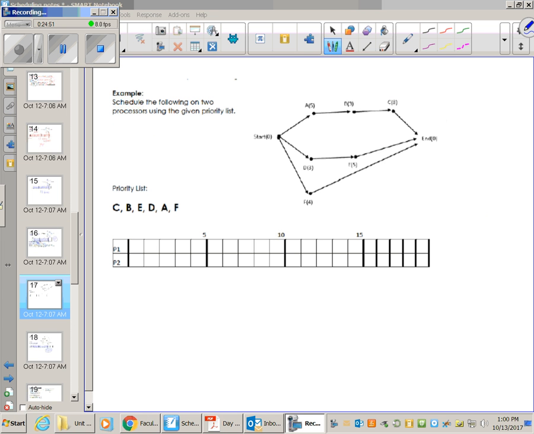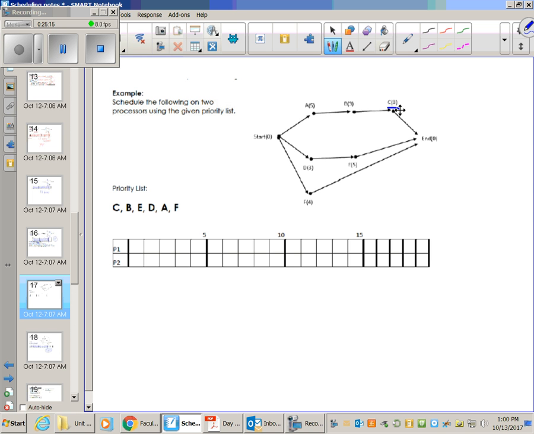I mean, I'm done with the lesson, but here's the last example. I'll probably go over this one tomorrow just for warm-up, or maybe another one like this, but if you want to listen to me doing it, you can. Schedule the following on 2 processors using a given priority list. Okay, so starting with C. Can't do it, all right? Too many precedents, so I'm going to skip to B.